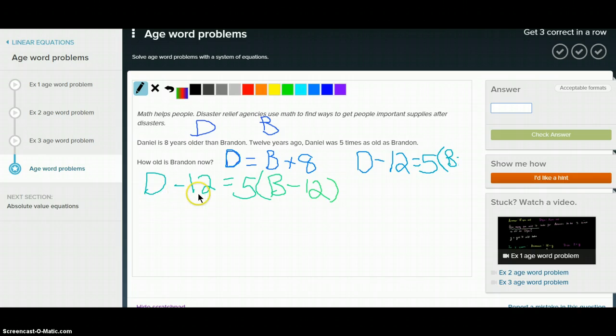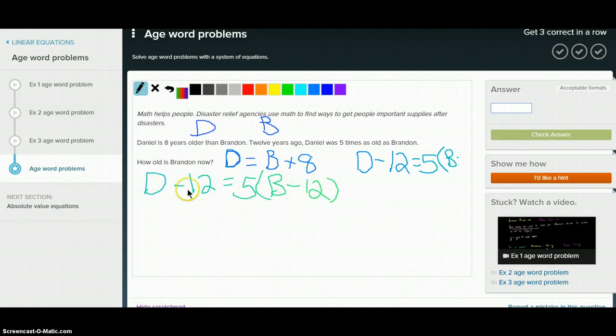Alright, so this is saying 12 years ago, Daniel's age 12 years ago, Brandon's age 12 years ago, and Daniel's age right now and Brandon's age. Okay, so let's see what we can do to kind of put this together.